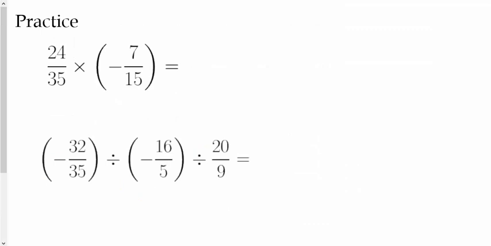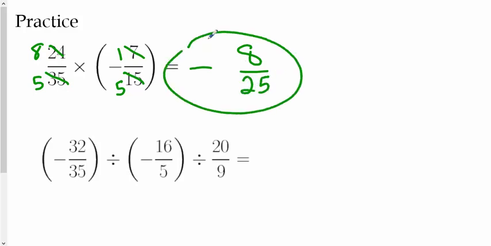All right, here's a couple for you to practice on your own. Hit pause, and then after you finish them, hit play, see if we get the same answer. This first one, 24/35 times negative 7/15. Positive times a negative, I know my answer is going to be negative. I'm going to cross reduce. 7 goes into 35 5 times, goes into itself once. 3 goes into 24 8 times, and it goes into 15 5 times. 8 times 1 is 8, and 5 times 5, that's 25. This was negative 8/25.